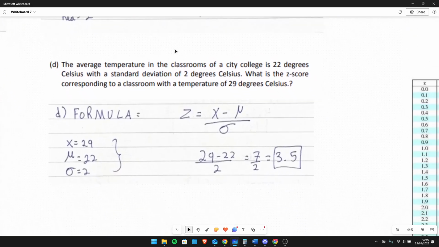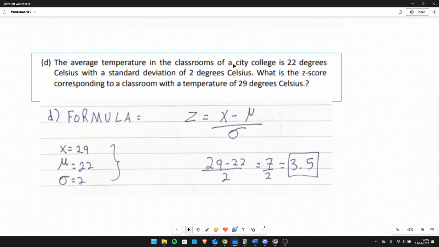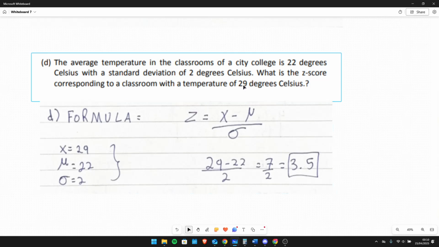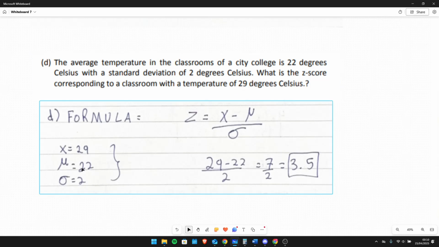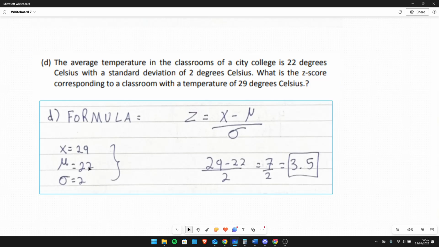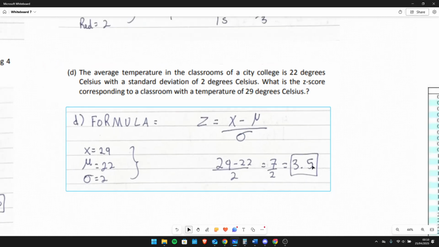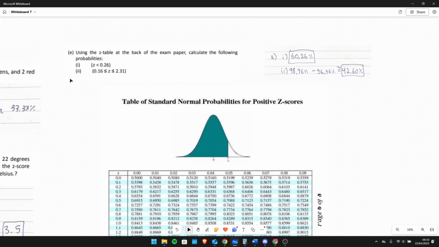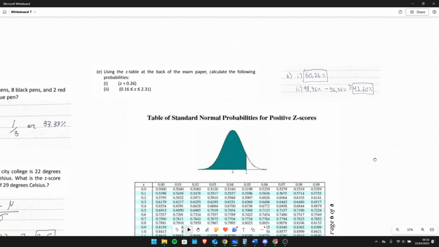That's it. D, the average temperature in the classroom of a city college is... Okay, so just use this formula, x minus mu over sigma. Then x is 29, which you got here, what we want. Mu is 22, it's the average. The standard deviation is 2. Use the formula, you get 3.5. Easy.